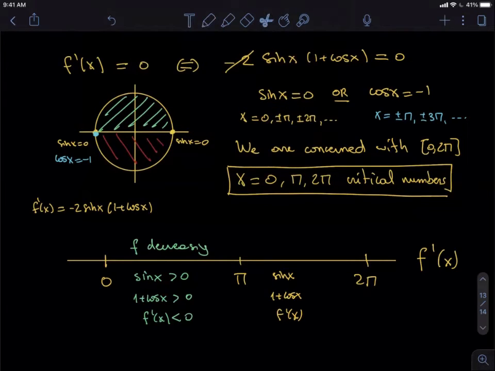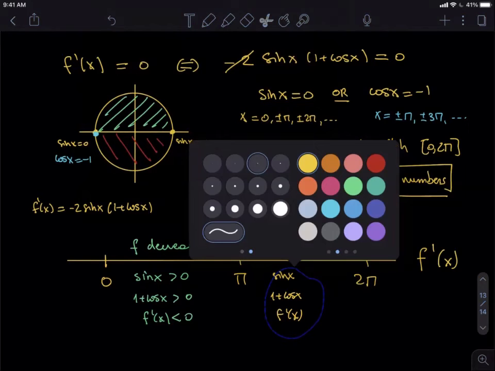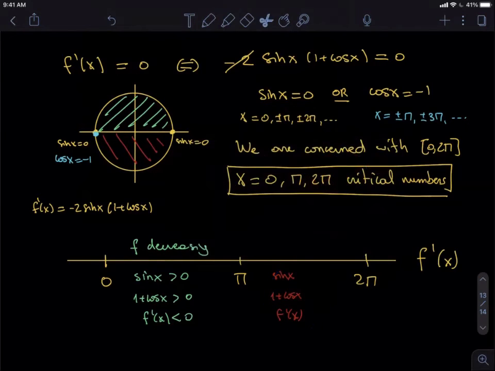And then I look at the second half, from pi to 2 pi. And in that part, the sine is negative. 1 plus the cosine is still positive, because again, the cosine is bigger than negative 1. It will be equal to negative 1 only when x equals pi. So then I have positive times negative and then multiplied by negative 2, that makes the derivative positive. So that means f is increasing.